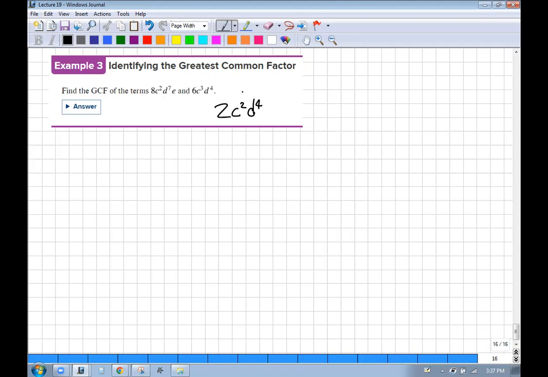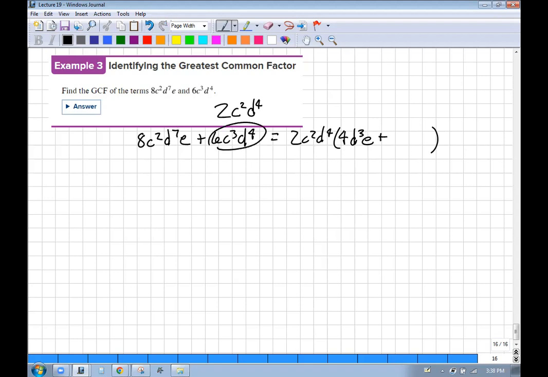Okay. So if I had 8c squared d to the 7th e plus 6c cubed d to the 4th, I could rewrite this as 2c squared d to the 4th times, in order to get that from this, I need to have a 4. 4 times 2 is 8. There's a c squared. I already got c squared. There's a d to the 7th. I have 4 of them. I'd need 3 more. And then I'd need an e. That would give me this term.